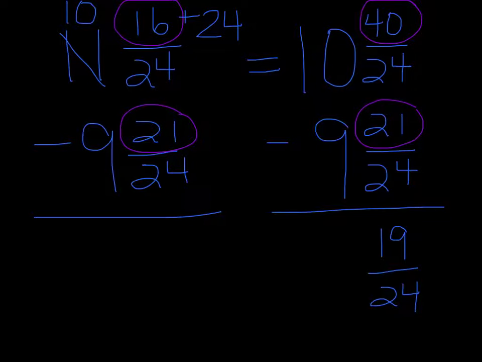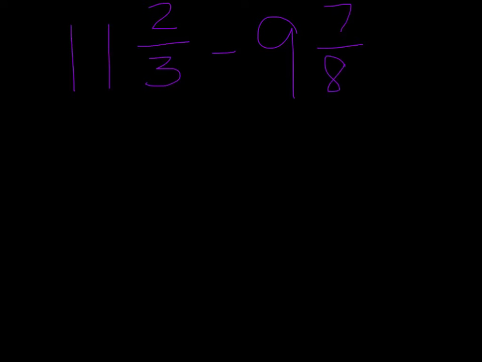And now we can subtract our whole amount. So 10 minus 9 leaves me 1. So I do have 1 and 19 24ths. If we look at the fractional part of our mixed number, there are no common factors between 19 and 24, so we know that that fraction is in simplest terms. So in the end, our final solution for 11 and 2/3 minus 9 and 7/8 through the whole process turns out to be 1 and 19 24ths.